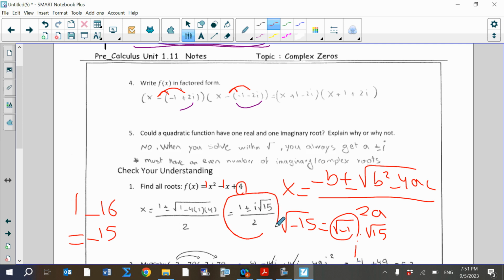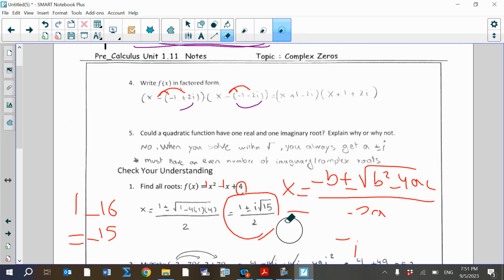So this is representing the two roots of the function. The two roots are 1 plus i square root of 15 divided by 2, and the other root is 1 minus i square root of 15 divided by 2.